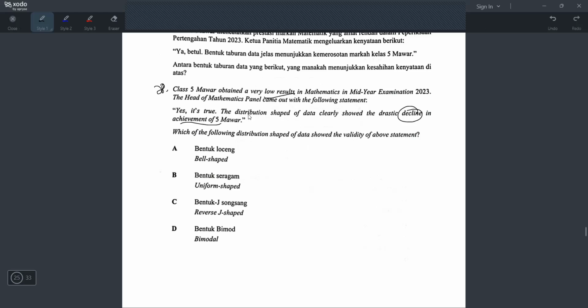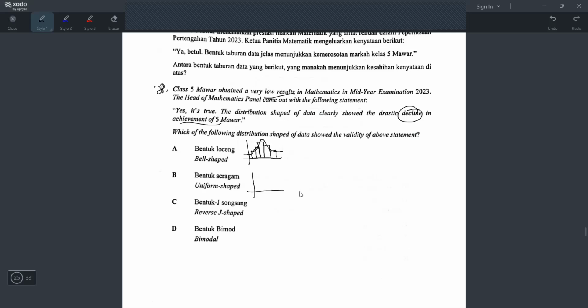So if your distribution shape declines, it means your histogram will look like this. It will go downward. So if you look at A, B, C, D, it says bell shape, uniform. Let me tell you what is bell shape. A bell shape histogram looks like this, right? It starts very low like this, then becomes higher, and then goes down like this. So if you join the midpoints of all the classes here, you end up with a bell shape like that. So this is what we call a bell shape histogram.